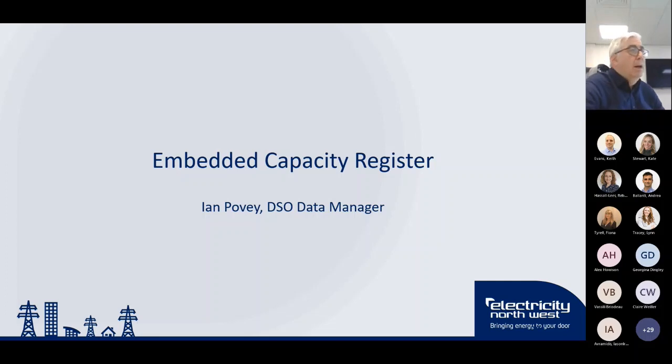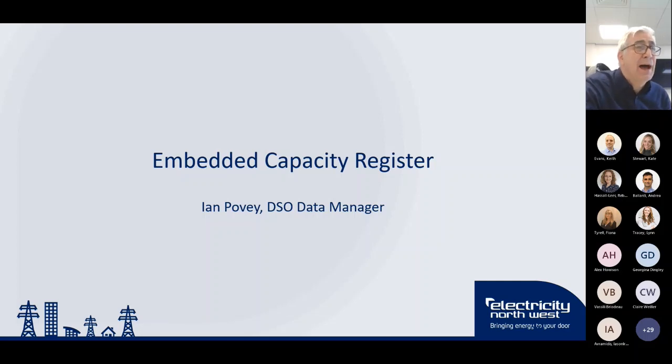Thank you, Christos. I'm now going to talk to you about the embedded capacity register, which we've now been publishing for nearly 3 years in different guises. The embedded capacity register started out as a system-wide resource register, and that was put together from work initiated by work undertaken in the Open Networks projects, which all distribution network operators contribute to. So we published the system-wide resource register for all generation above 1 megawatt from January 2020.